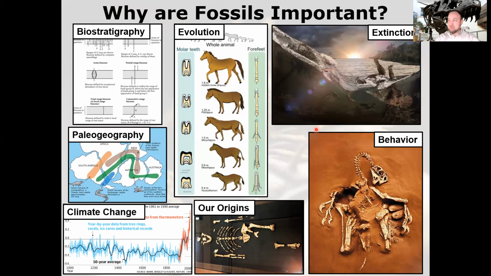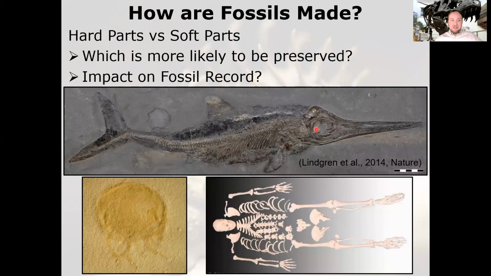So that's why fossils are important. So how are fossils made? If you look at an organism, there are hard parts of the organism, like this T-Rex's skeleton, and there are soft parts of the organism, like our skin, our muscles, our hair, or our lack thereof, ornamentation, even, I suppose, clothes. Obviously, dinosaurs didn't wear clothes, but hard parts versus soft parts, which is more likely to be preserved?